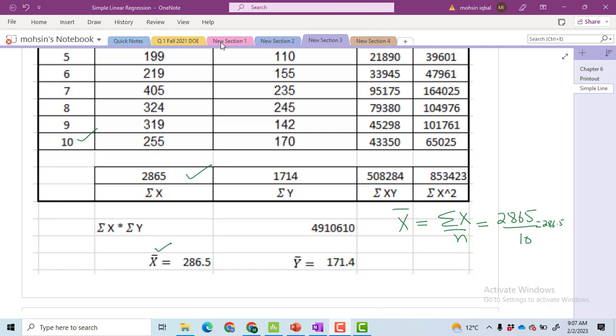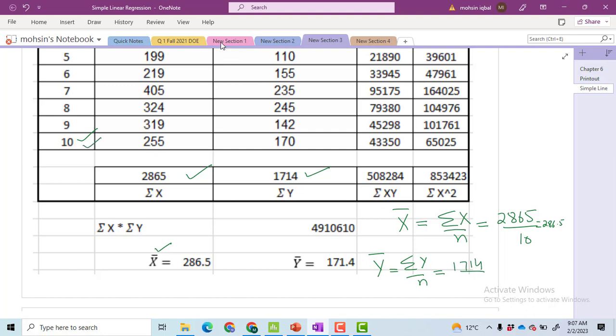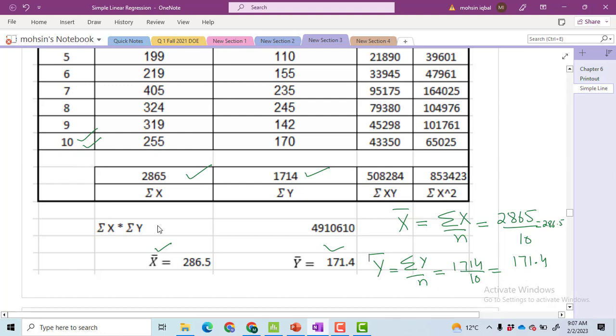The same procedure will be repeated for y bar. Y mean is equal to summation of y divided by n. Summation y is equal to 1714. Again n is equal to 10. We got our answer 171.4. So these are the two answers, the mean of y or y bar, and the mean of x or x bar.